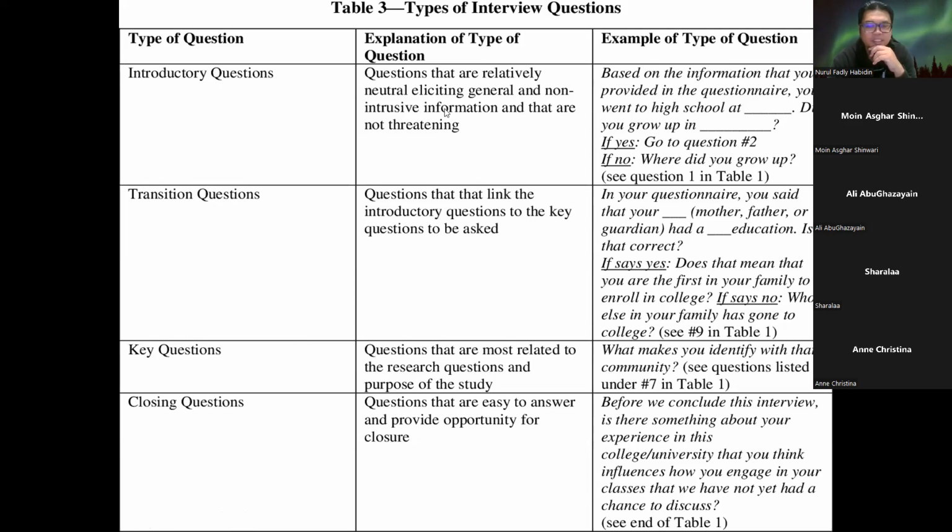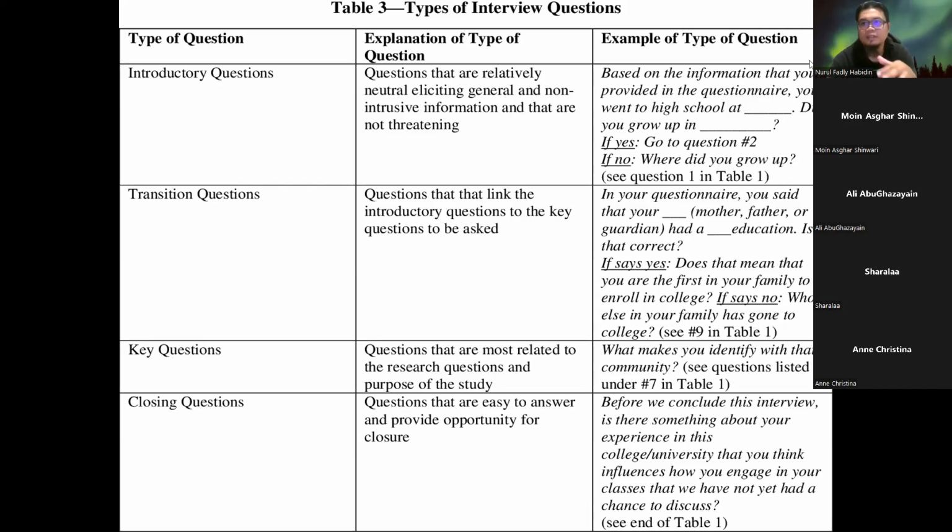Introductory questions are based on this one. This is an explanation of the type of question. For the introduction, introduction questions are relatively natural, eliciting general and non-intrusive information, and they are not threatening.